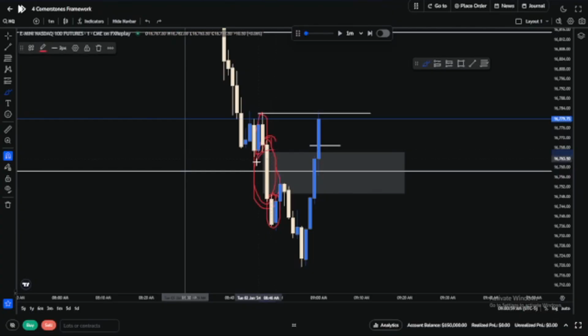Since there's no wick, this is what we call a gap, a fair value gap. A fair value gap is essentially the market going too fast in one direction, leaving this gap. So it's like an imbalance in the market. Does that make sense?